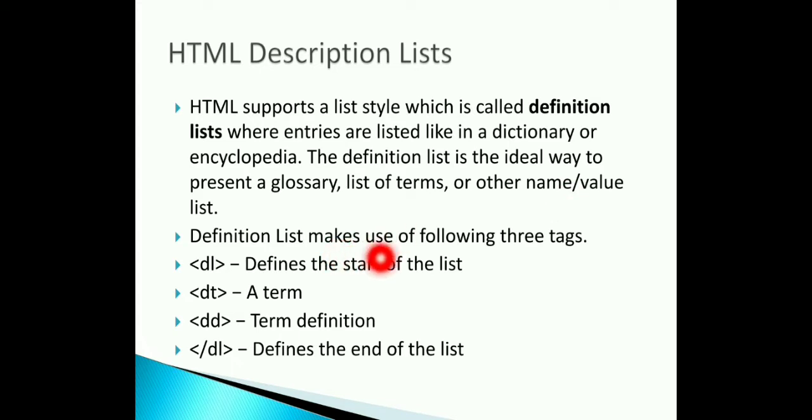Definition list makes use of the following three tags. First one is the DL. It defines the start of the list. Second one is the DT, which is used to define a term. Third one is the DD, which is a data description. It is used to define the term. Last one is the closing tag for the DL, which defines the end of the list.